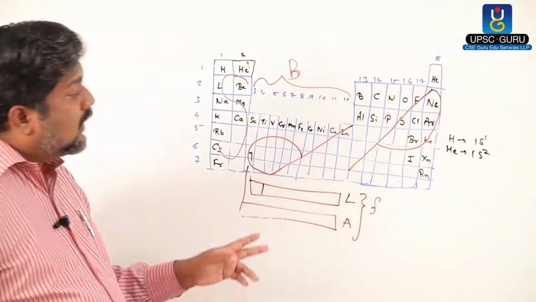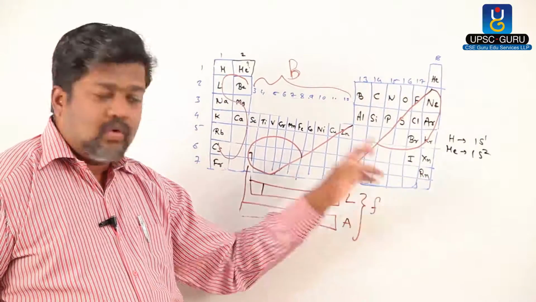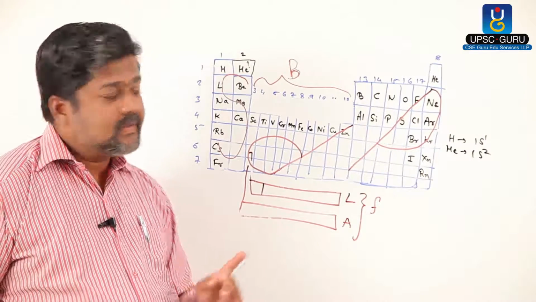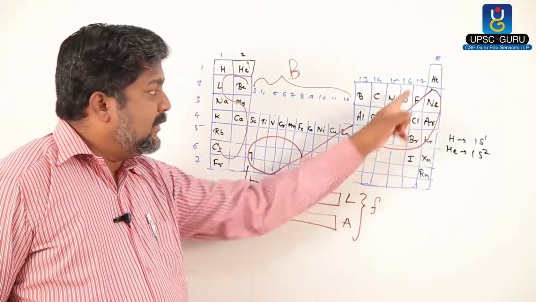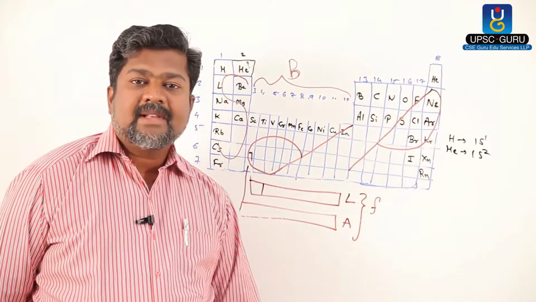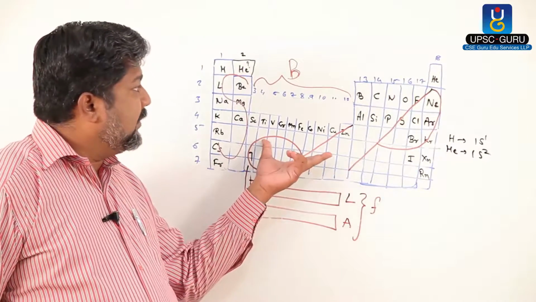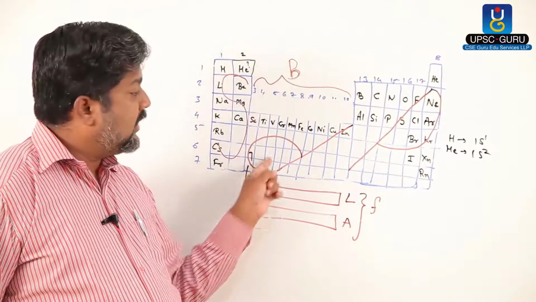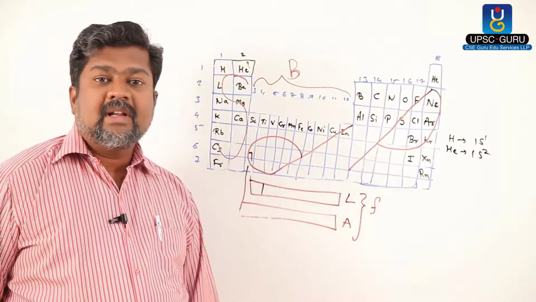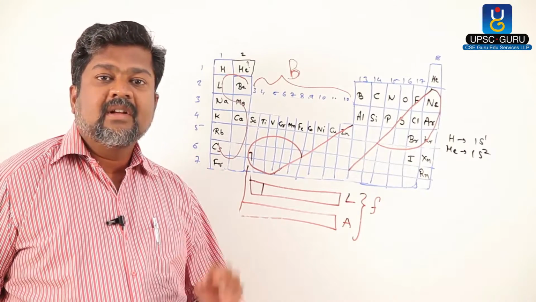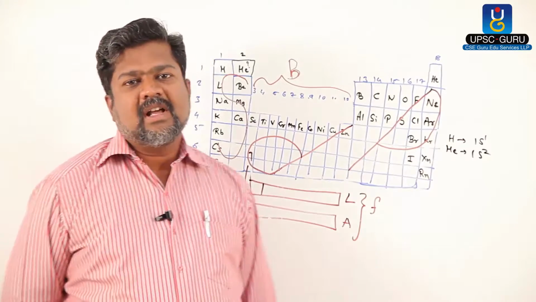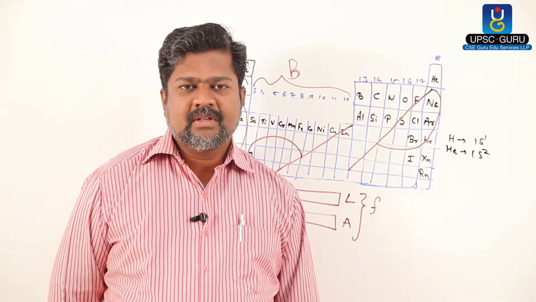So 0 group or group number 18, inert gases, noble gases. S block and P block, except this, we are calling them normal elements. D block elements, where the last 2 shells are incompletely filled, transition elements. Last 3 shells are incompletely filled, inner transition elements.